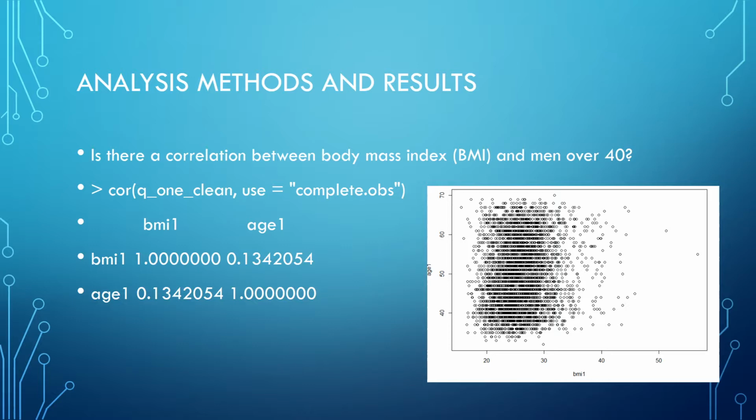Our conclusion to question 1 is that age and body mass are not highly correlated. The data does not show that older people are necessarily fatter people.